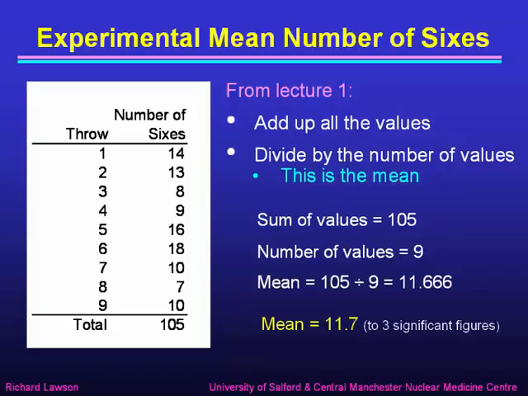To 3 significant figures we can round that to 11.7. There's no point in quoting any more than 3 significant figures in an experiment like this. You remember that we expected a mean number of sixes of 12, so our 11.7 isn't very different from that.